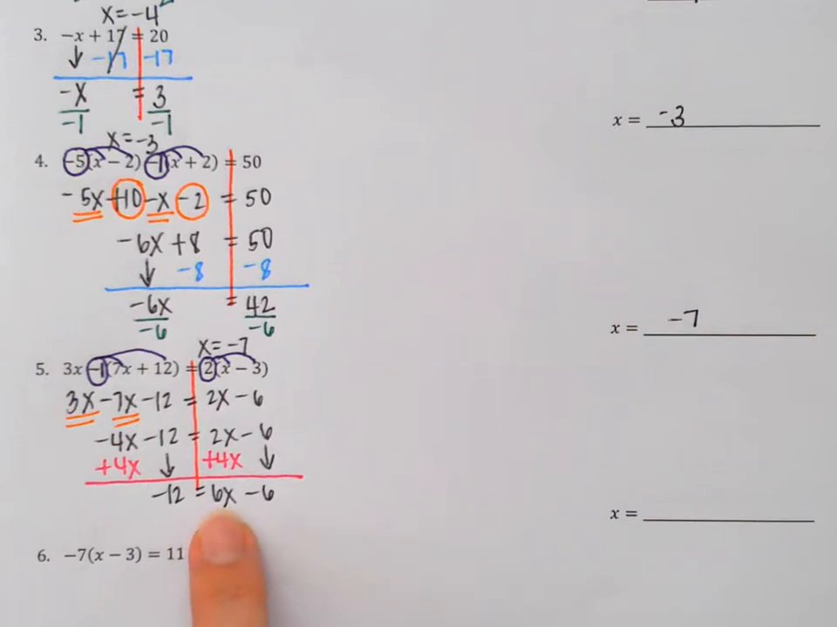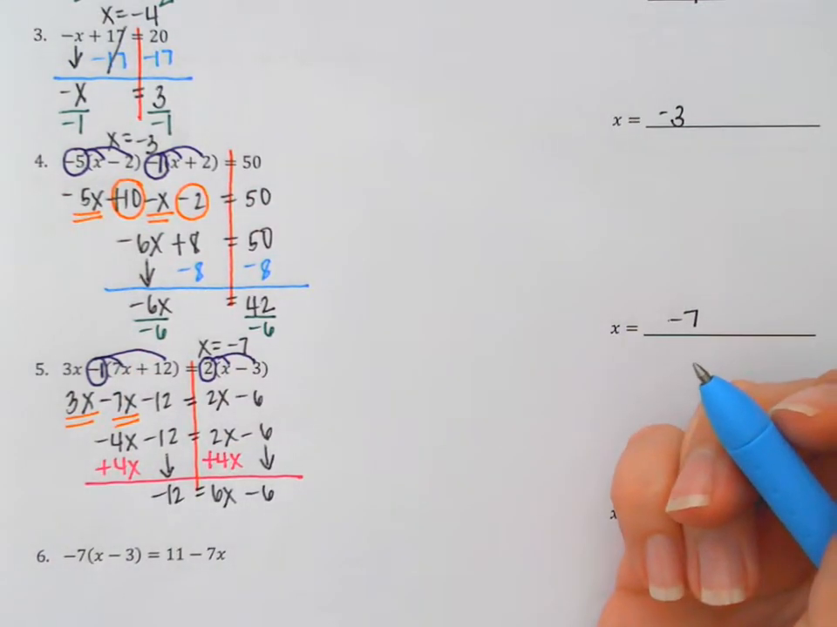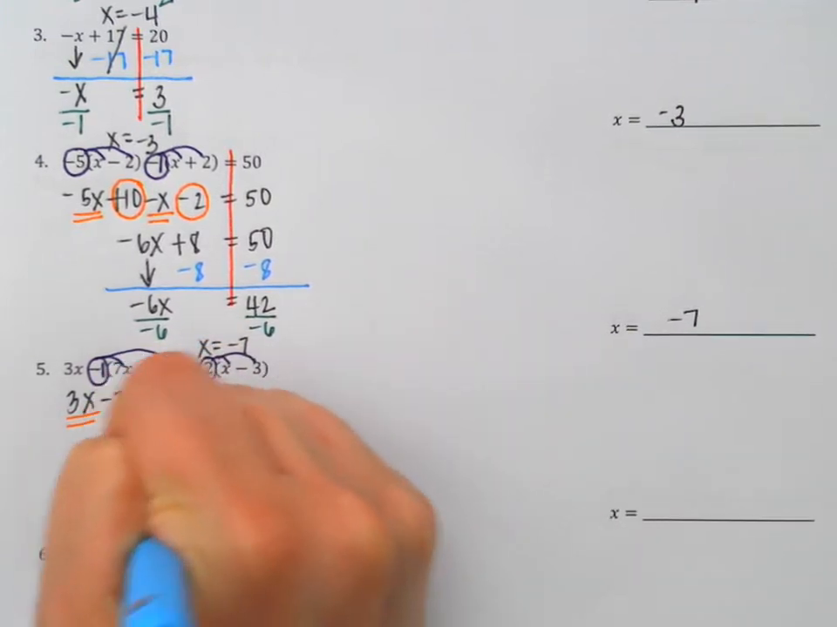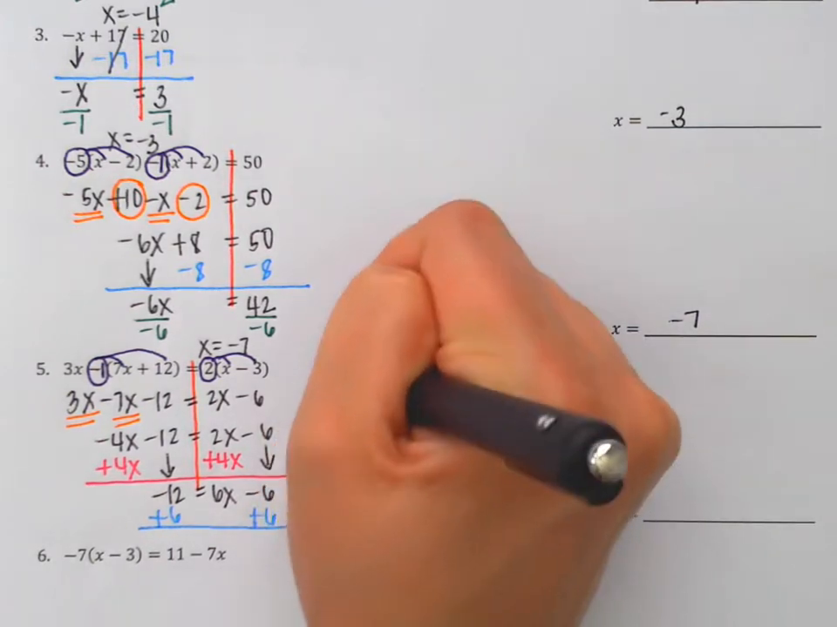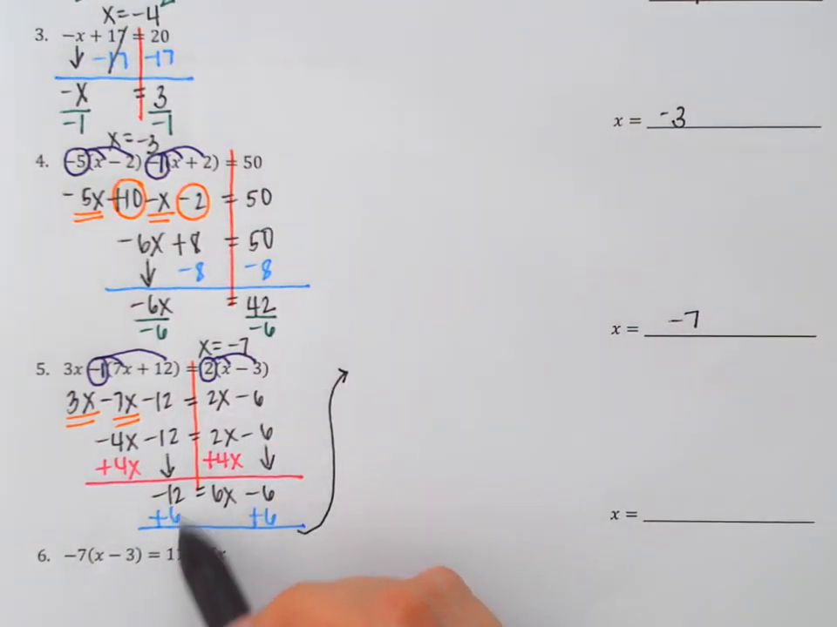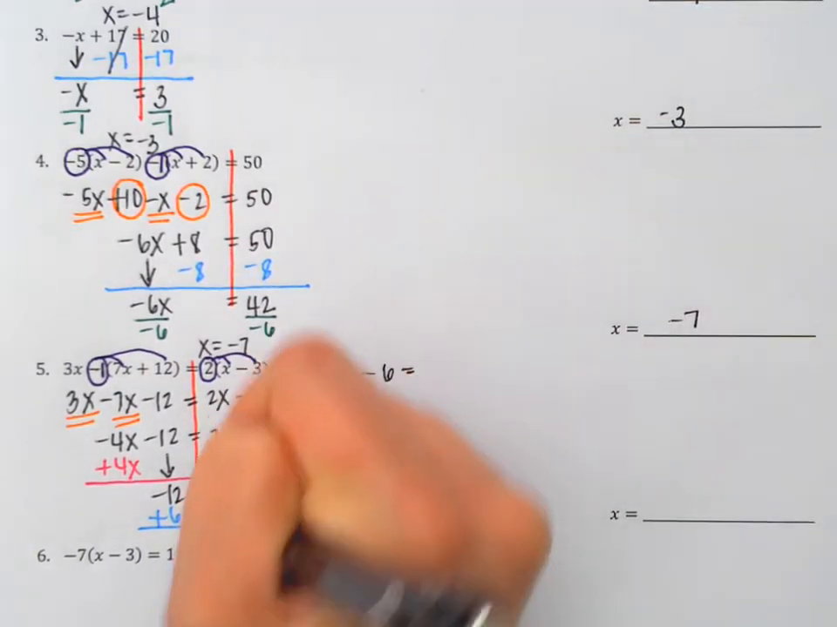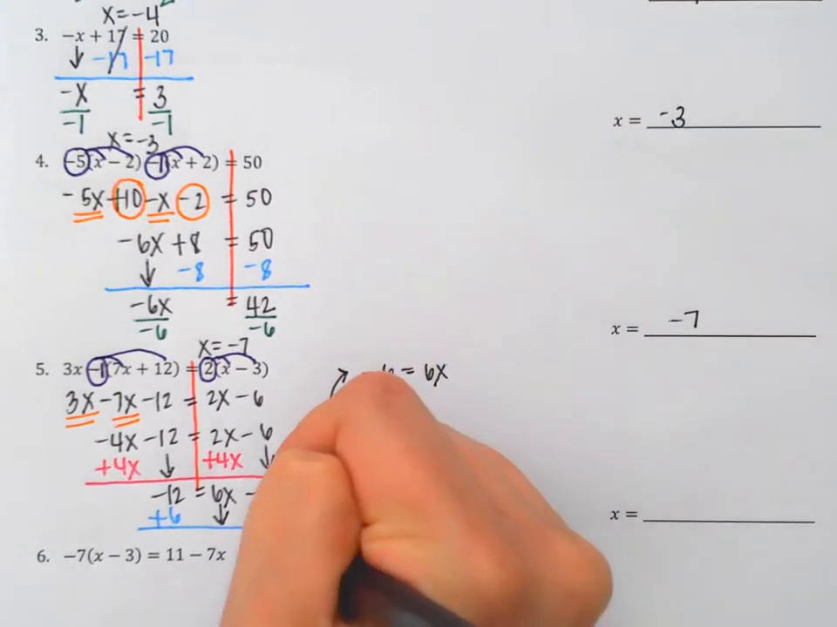So because I moved my x's to this side of the equation, I need to move my constants to the left side of the equation. So what I'm going to do is I'm going to move this negative 6 to the other side of the equation. I'm going to add 6 to both sides. And over here, negative 12 plus 6 is negative 6 equals, that 6x is going to come down, and negative 6 plus 6 cancels.